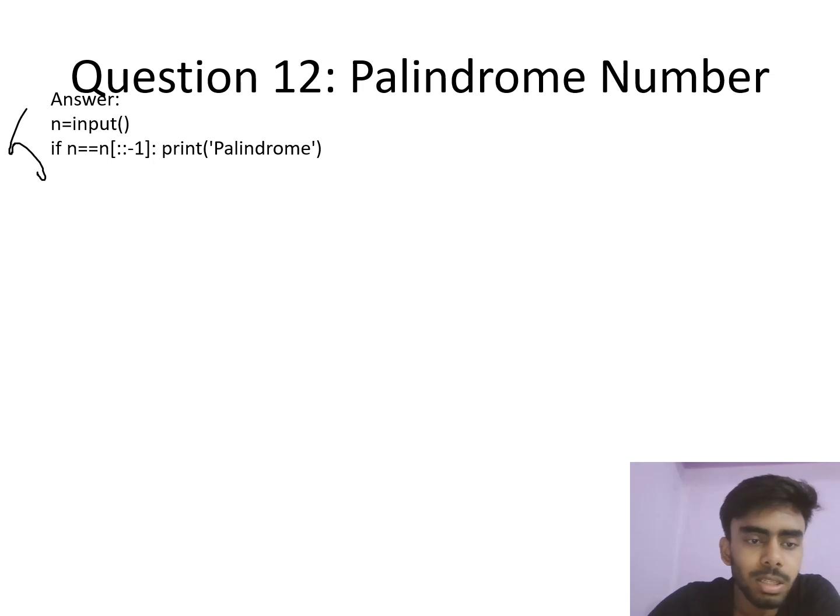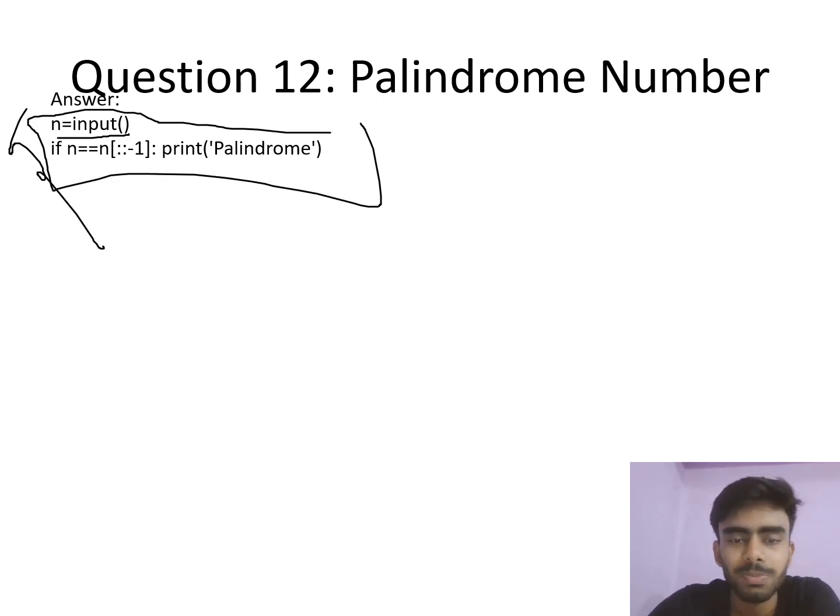The code for this will be this one. Here we are taking input from the user and applying a condition. If n equals n indentation minus 1, print palindrome. So this code is also very easy.